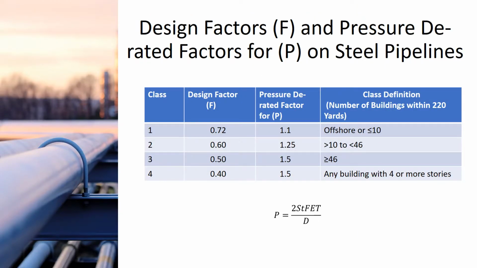And these are the factors that I was talking about in the previous slide, as well as the equation from the previous slide for the maximum allowable operating pressure. As you can see, there are 4 classes that they can go through, and it really depends on the number of buildings within 220 yards, or if the building has 4 or more stories, you get a class 4, or if it's offshore, you have a class 1.